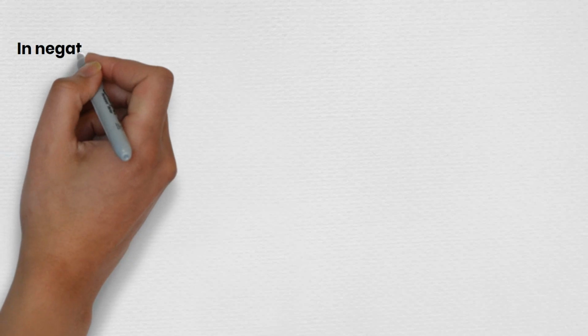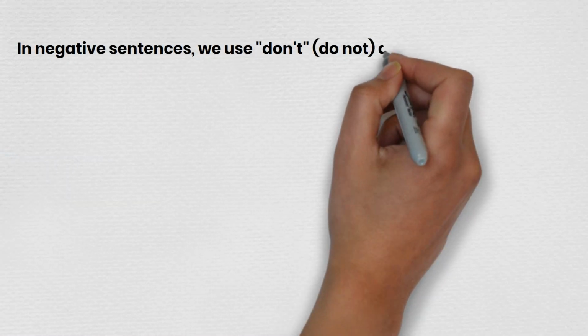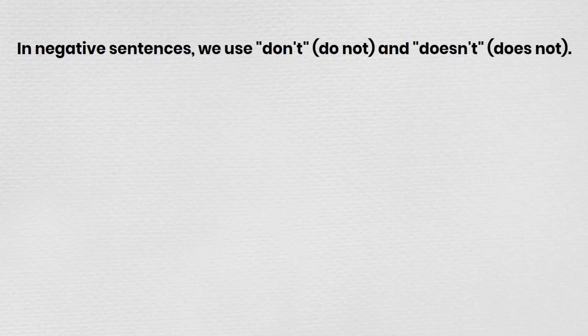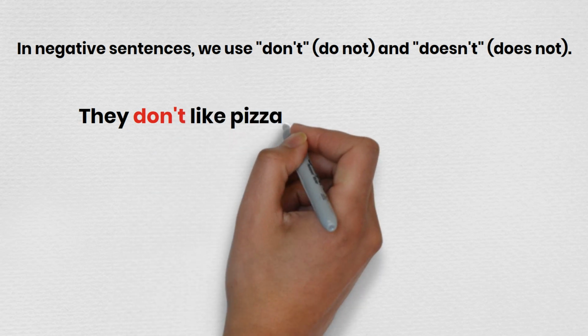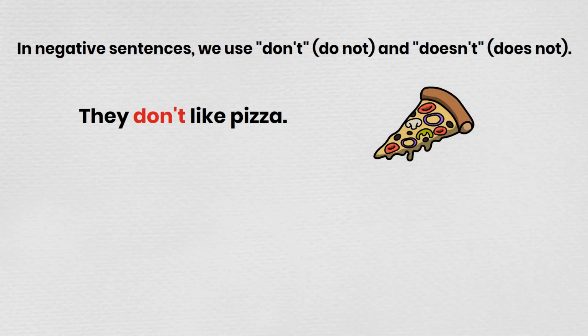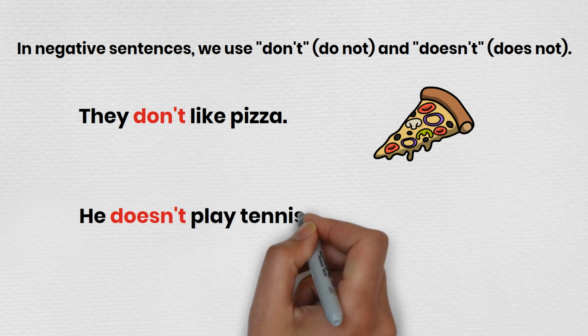In negative sentences, we use don't and doesn't. They don't like pizza. He doesn't play tennis.